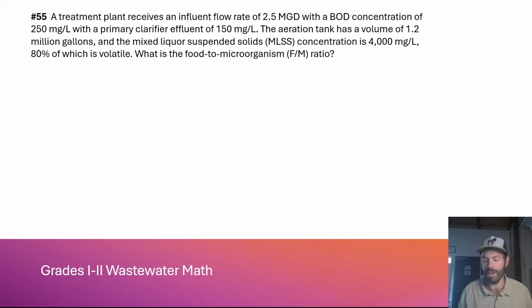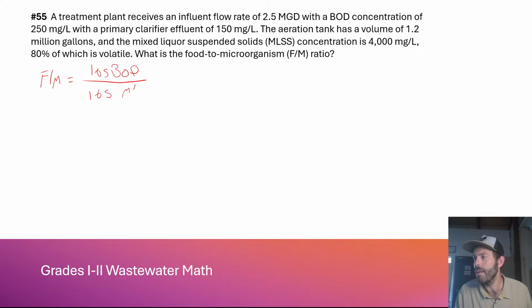Food to microorganism ratio. So, food to microorganism, or as I like to call it, the BOD to MLVSS ratio, is exactly that. F to M equals the pounds BOD divided by the pounds MLVSS. It is a very simple calculation, but I think all this jargon up here throws people off. There's just a lot to talk about in this word problem. So let's just break it down very simply.